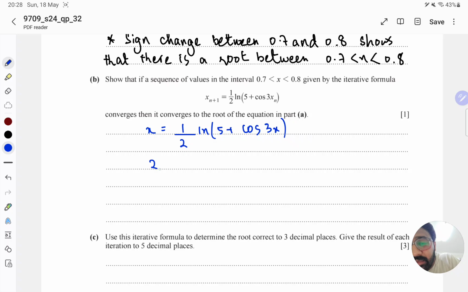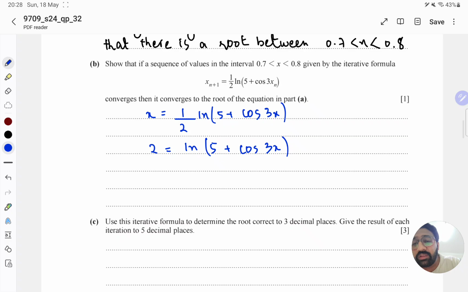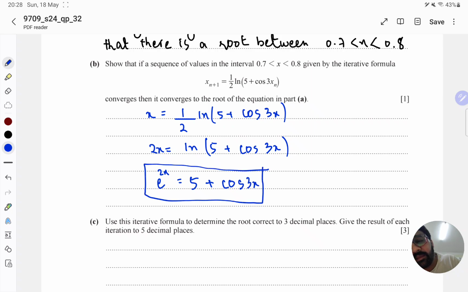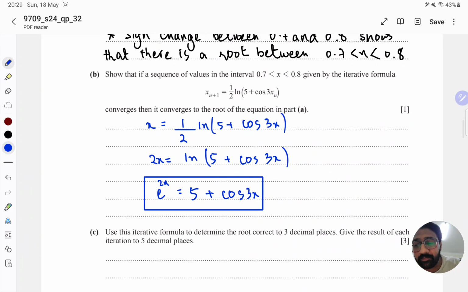I'll take the 2 to the other side first. So 2x will be equal to ln of 5 plus cos 3x. Now I'll remove the log from the right side. So the left hand side will become e raised to the power of 2x. The anti-log and the log will cancel out. It will be 5 plus cos 3x. This is exactly the same as part A.